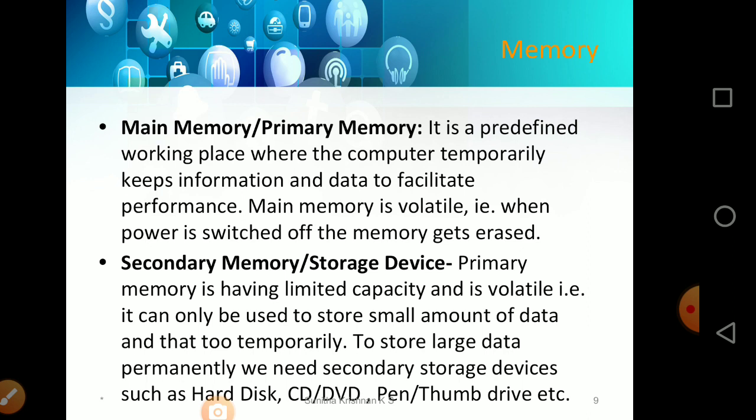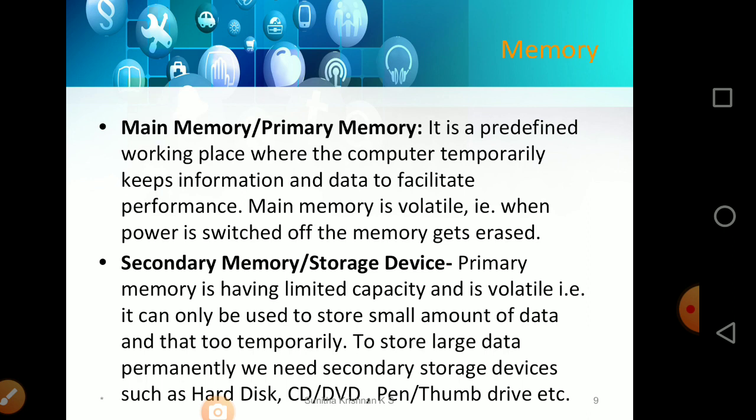We use RAM as the main memory. So whenever I want some application to be opened, the program of that application is taken and kept in the main memory. The main memory is volatile. What do you mean by volatile? When an unexpected power failure happens, it takes away the data. The data is erased from the main memory.